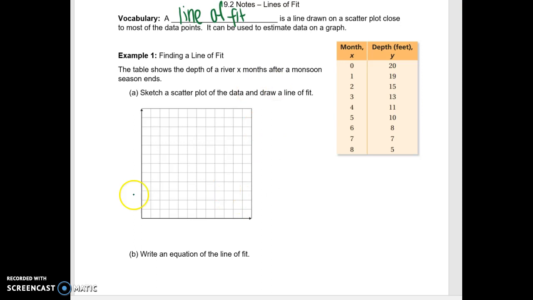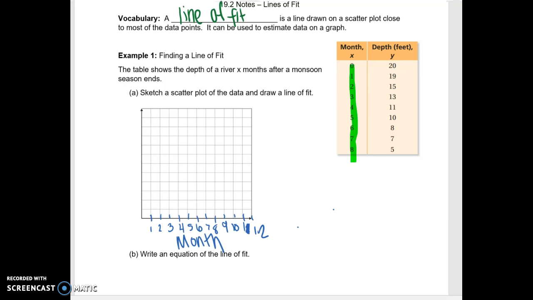So the first thing I'm going to do before I start plotting is figure out what I should count by. If I take a look at my X values right here, we're only going up by ones. I don't really need to count by multiples of a number. So I'm just going to count by ones: 1, 2, 3, 5, 6, 7, 8. And with a table or a graph, you always want to label all the way through. Okay, and our X value is our month.